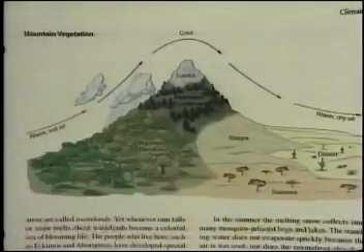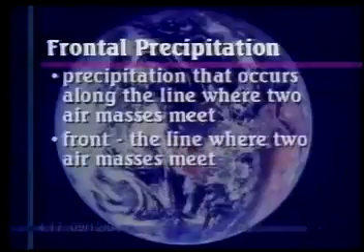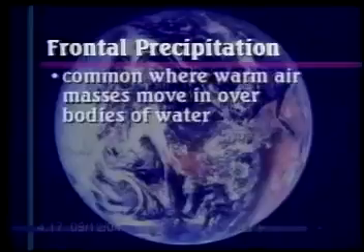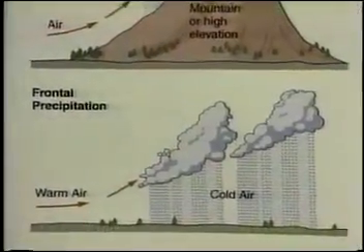Okay? Then we also have frontal precipitation. And this occurs when 2 air masses meet. This is on your same page. A front is the line where the 2 air masses actually meet, and it's also known as cyclonic precipitation. It's common where warm air masses move in over bodies of water like the Gulf of Mexico or the Great Lakes. And this is also shown in your textbook on page 47.